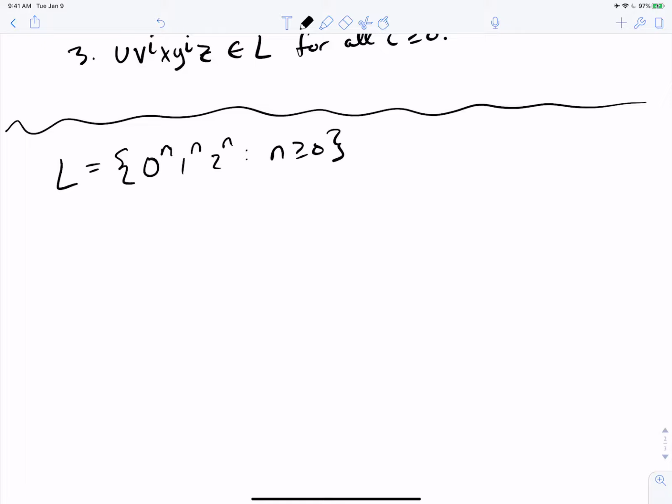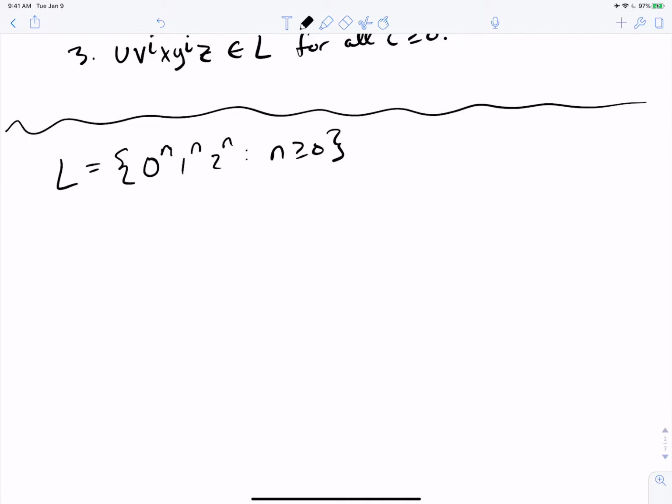So suppose we had no idea whether this was regular or not. If we show it's not context-free, what does that imply about its regularity? It can't be regular because every regular language is context-free. So if it's not context-free, it can't be regular. That's something a lot of people do, where they show it's not context-free to show that it's not regular. But if you show it's not regular, it may or may not be context-free.